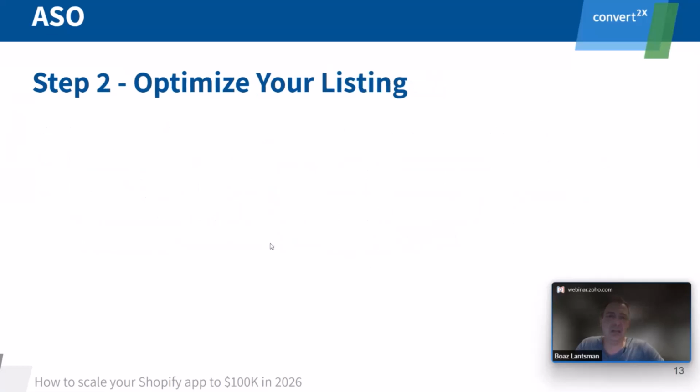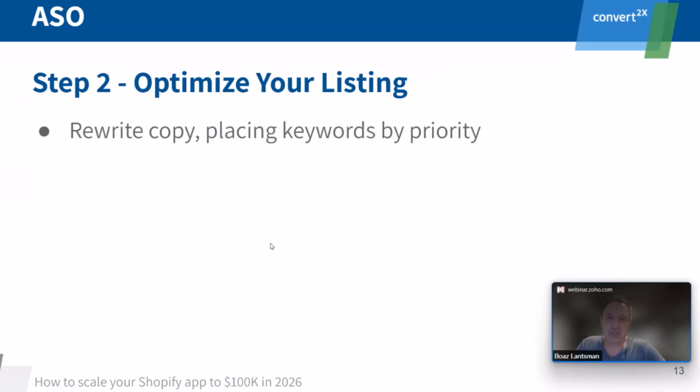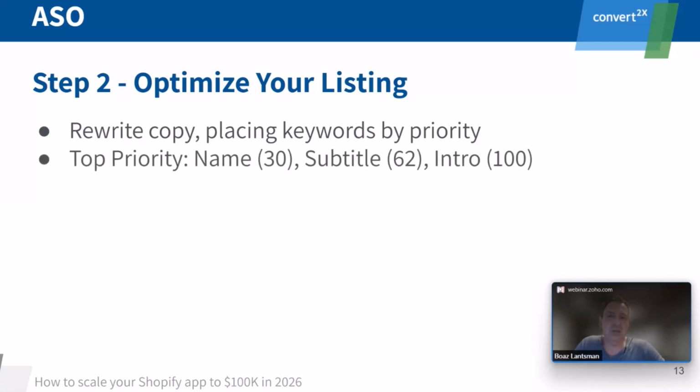And then the next thing is to optimize your listing. So what does that mean? It means you need to write your copy in a way that places the keywords by priority. So the top priority placements in your App Store listing are your app name, where you have 30 characters, which is the #1 real estate for SEO.